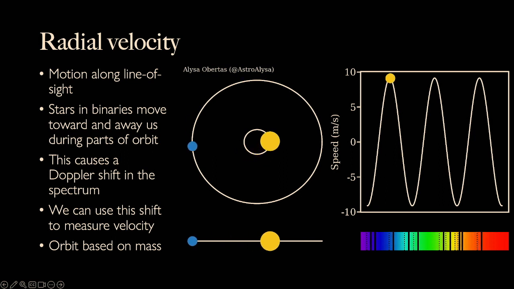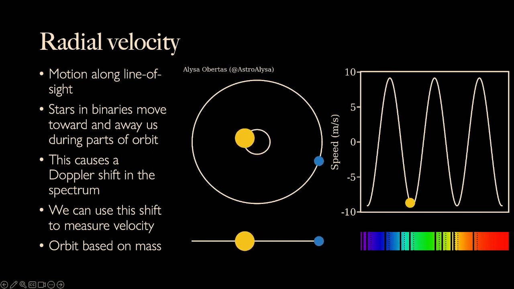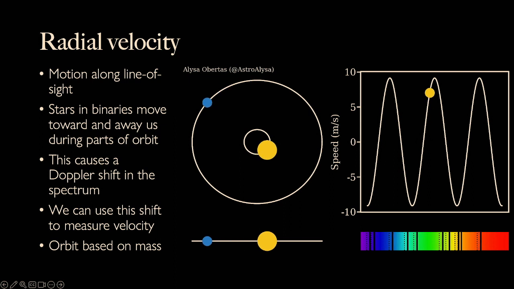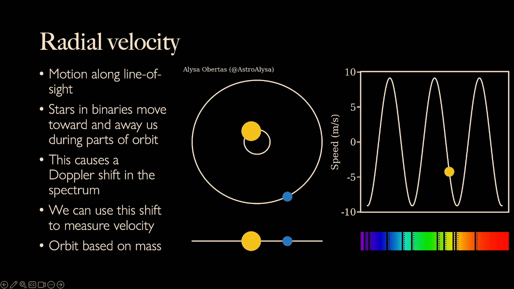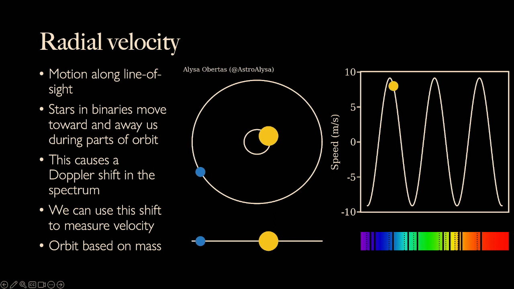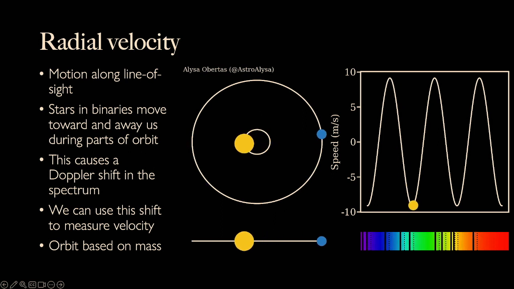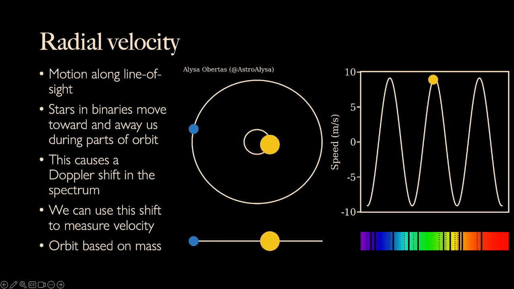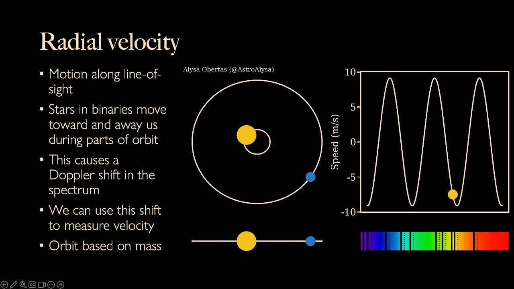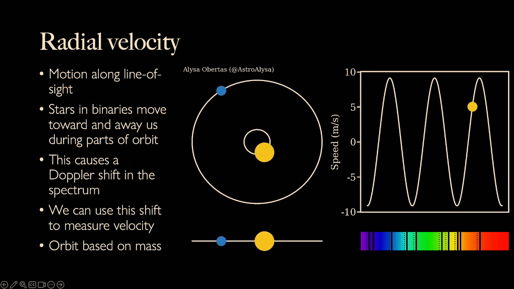As a star orbits towards you, as it gets closer towards you, you'll get a shift in one direction. As it starts to move away from you, you get a shift in another direction. So in the center, you can see a binary star orbiting another star. On the top right, you can see the speed over time. And then the bottom right, you can see its spectrum moving back and forth. So if we get enough observations like this, if we know the velocity of the star at different times, we can actually reconstruct the orbit of the star.